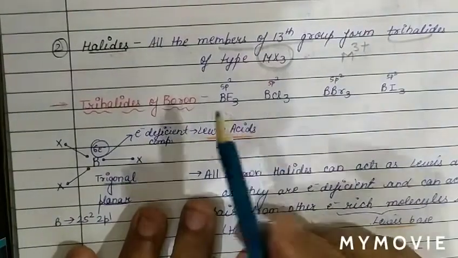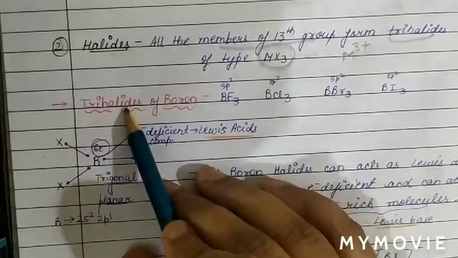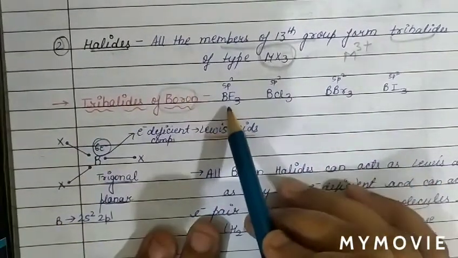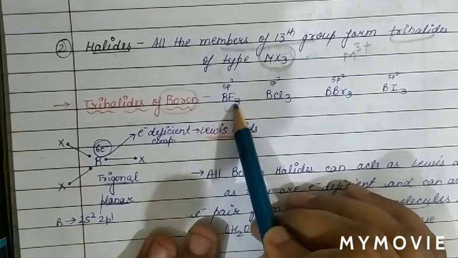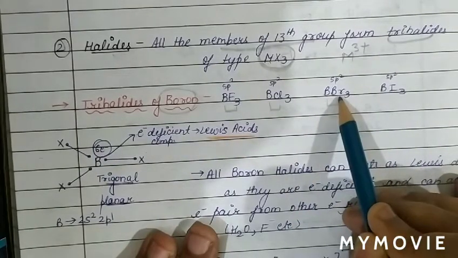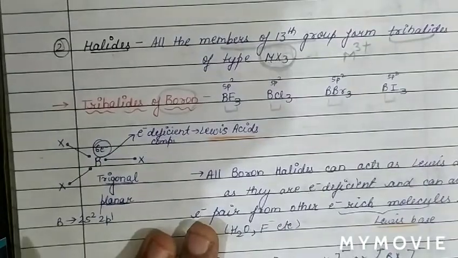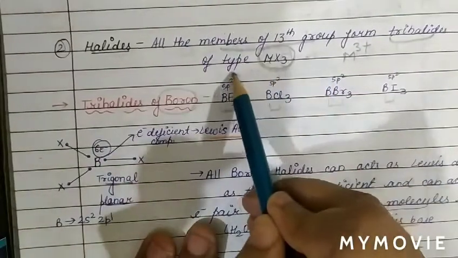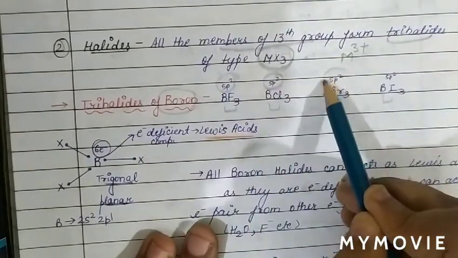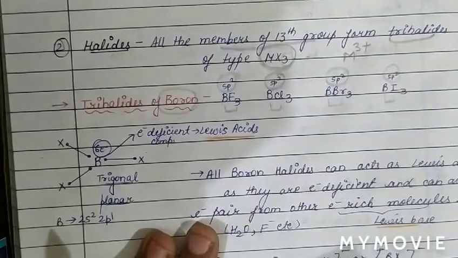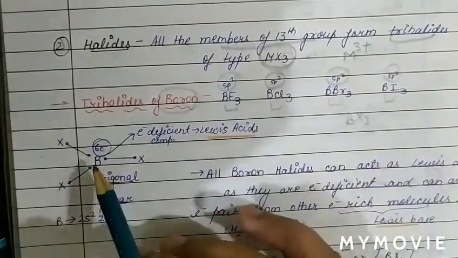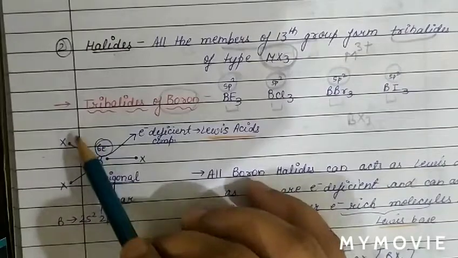See the halides of group 13 elements. As we can see there are 3 halogens, therefore we say trihalides of boron. When boron reacts with fluorine it forms BF3, with chlorine it forms BCl3, with bromine it forms BBr3, and with iodine it forms BI3. We can see that the hybridization of each is sp2, because there are 3 sigma bonds. So boron forms 3 sigma bonds with the halogens.